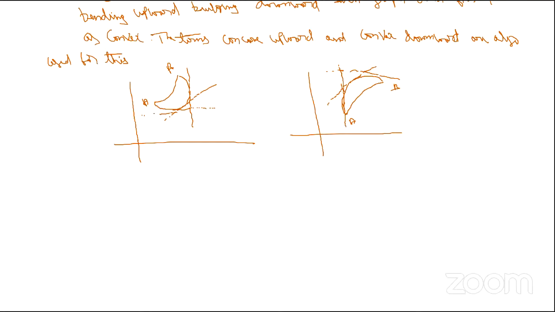Hence the slope decreases. The tangent turns clockwise. Such functions are known as concave, and the slope decreases. So concave downward, and convex is upward.